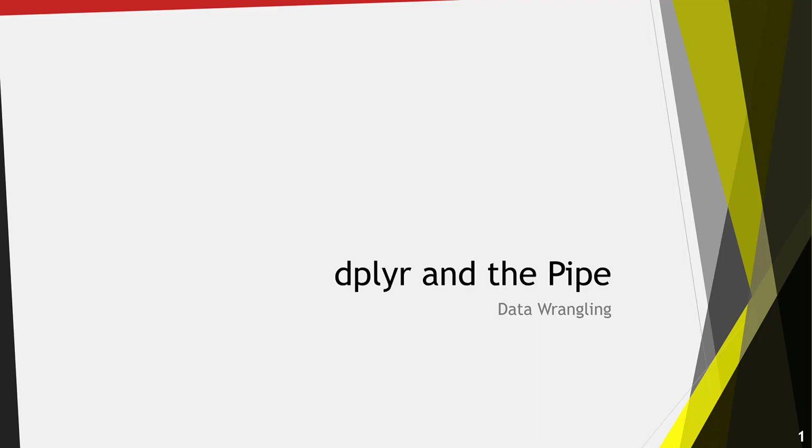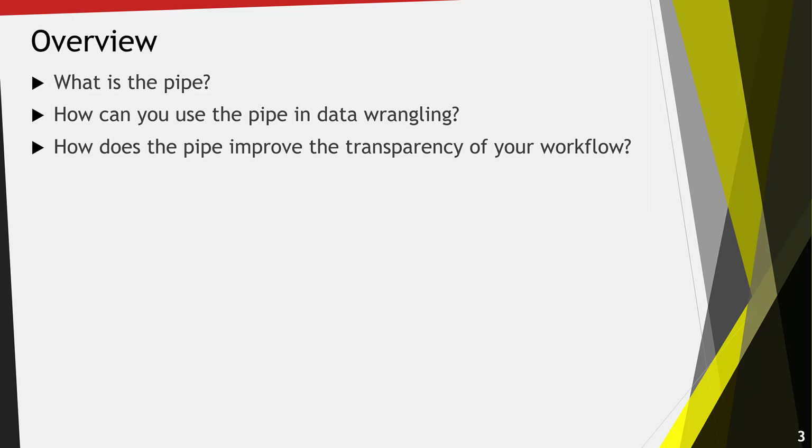In this video, we'll cover an essential component of dplyr, the pipe. The R code used in this video is available on the Learning Management System. You should download it now if you'd like to follow along. By the end of this video, you should understand what the pipe is, how you can use the pipe in data wrangling, and how the pipe can improve the transparency of your workflow.